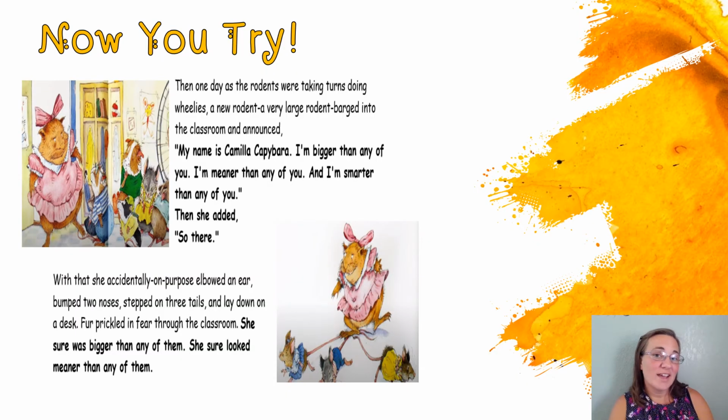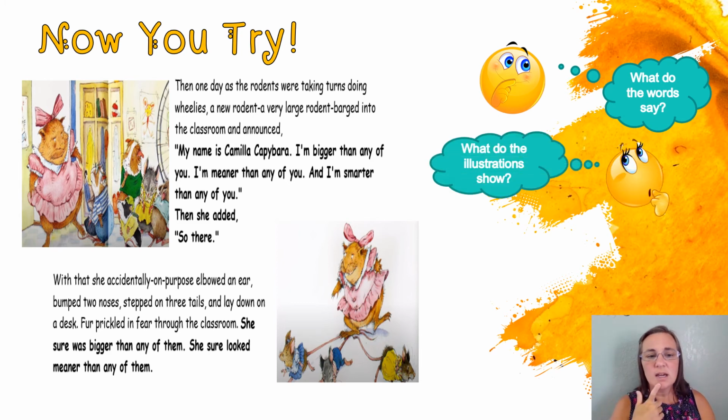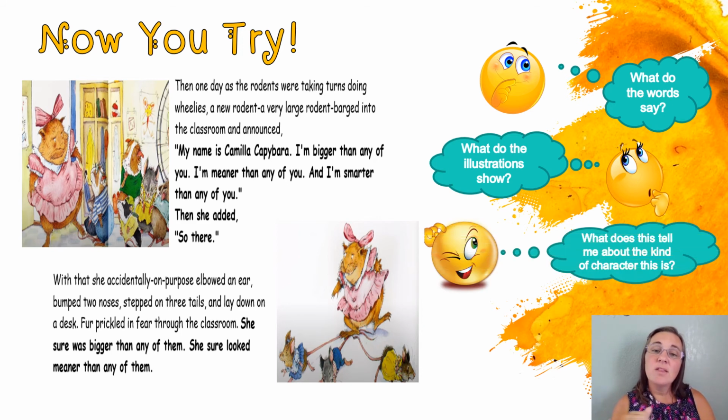Now it's your turn to try. I want you to think about Camilla. Here's the section of our shared reading text for today that's all about Camilla. I want you to read this section again to yourself. Or you can go back in the Nearpod slide to where we read it together. Then I want you to think, what do the words say? What did the words say about Camilla in this section? Then I want you to think, what do the illustrations show? Look carefully at the illustrations and notice what they show about Camilla. And then finally I want you to think, what does this tell me about the kind of character Camilla is?